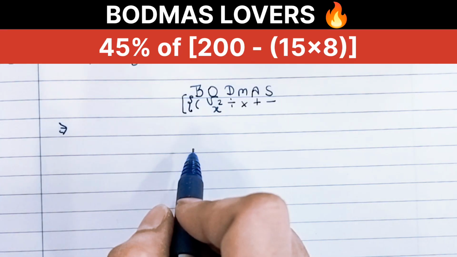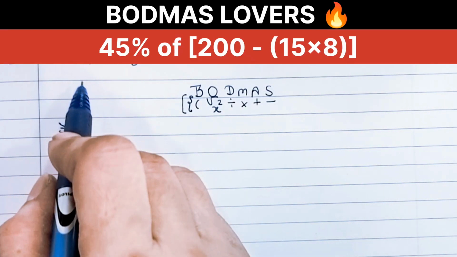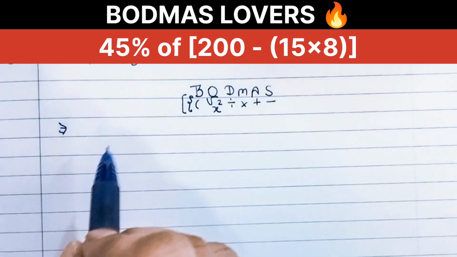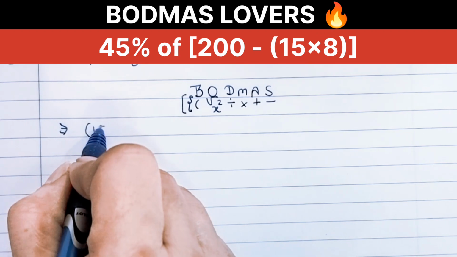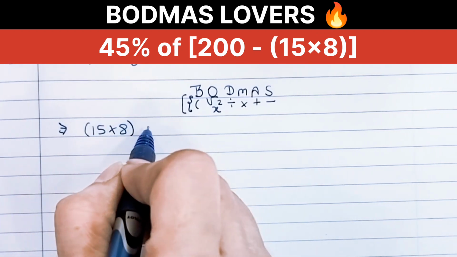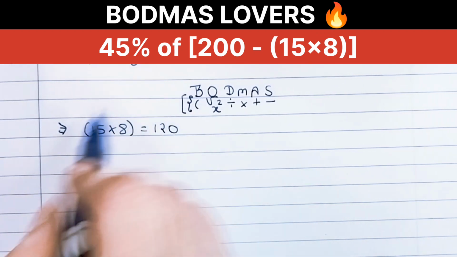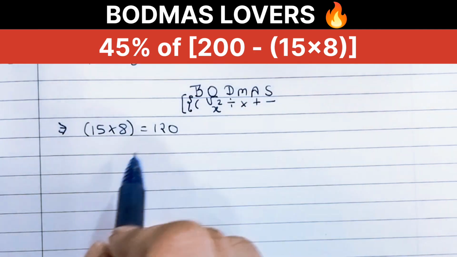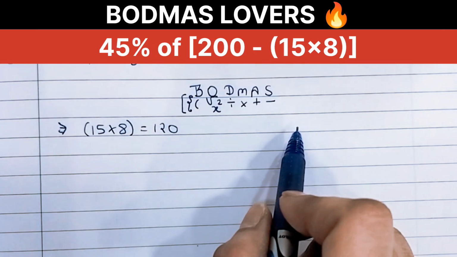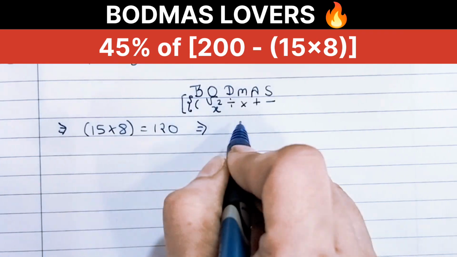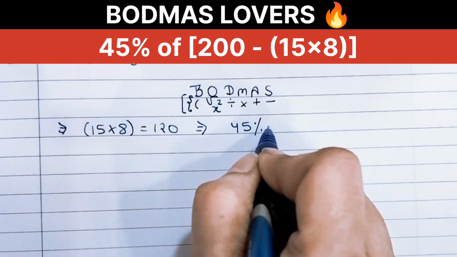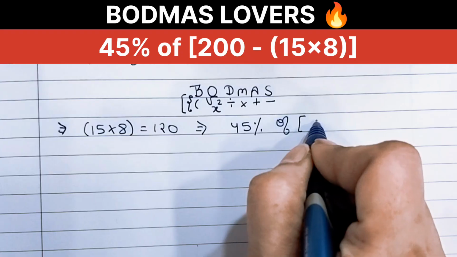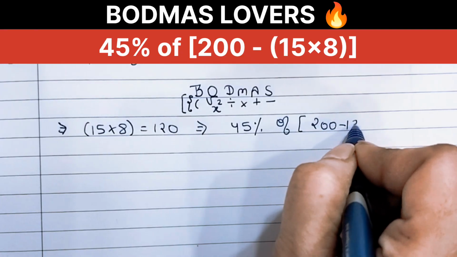First step, we solve the innermost parenthesis, the small brackets. Now multiply 15 multiplied by 8 inside the round brackets. This is 15 multiplied by 8 is equal to 120. According to this step, the BODMAS rule dictates that the operations inside the innermost brackets must be solved first to reduce the expression. And now the current expression becomes 45% of the square bracket 200 minus 120.